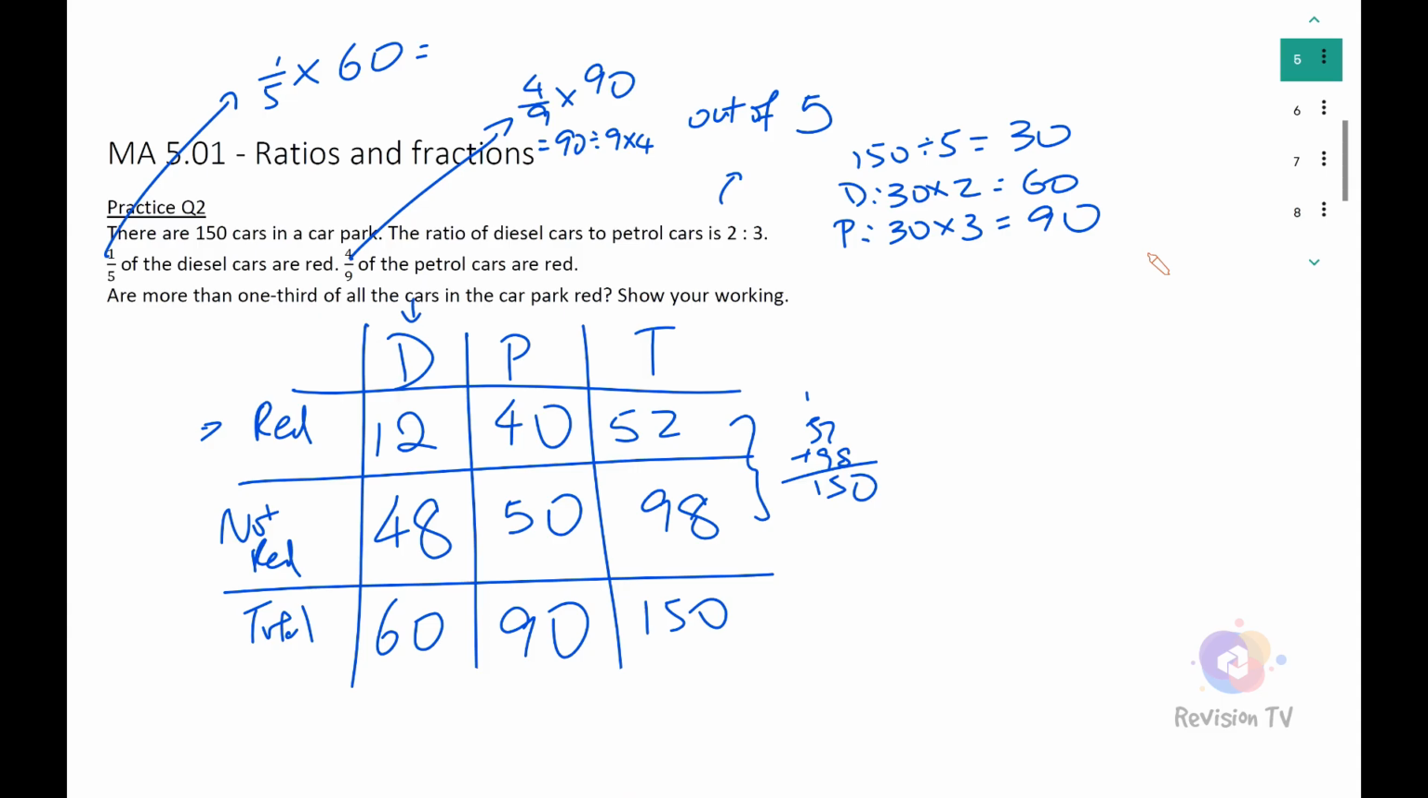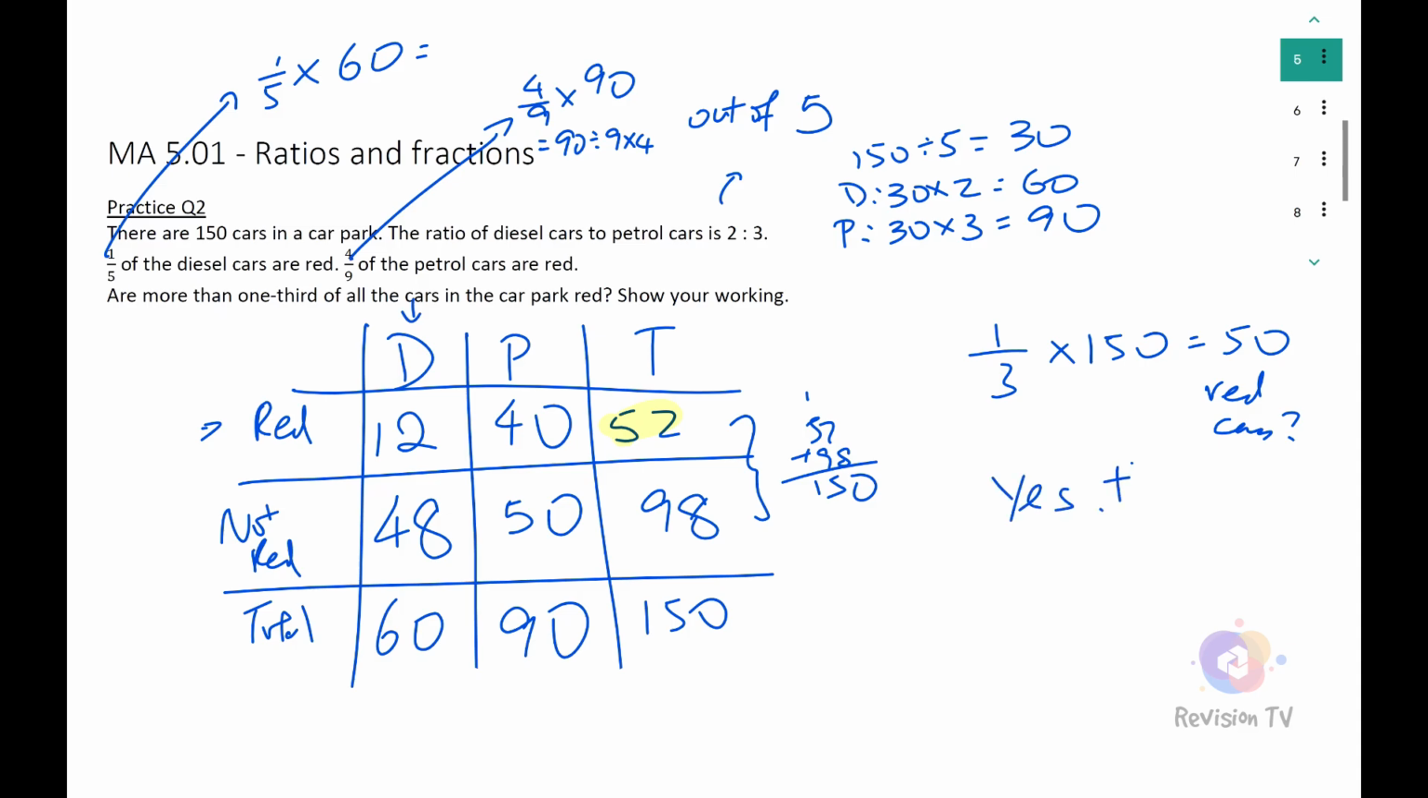Now, if you haven't done the two-way table, you can copy this, pause the video and have a go with the rest of the question, see if you can answer it. But if you have done it, then here we go. 1/3 of the cars is red. 1/3 of the whole cars altogether, there are 150 cars, is 50. That means the question is, are there more than 50 red cars? If we look at the two-way table, red cars total is 52. So the answer is yes.